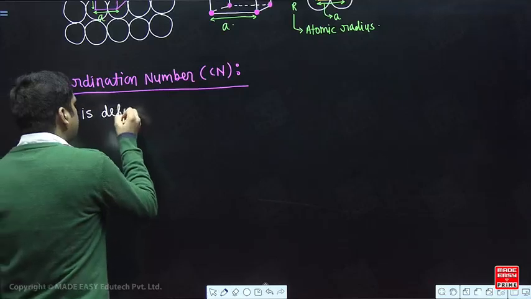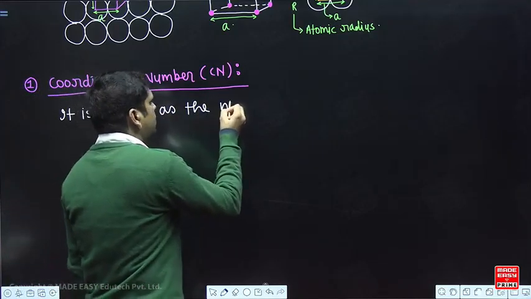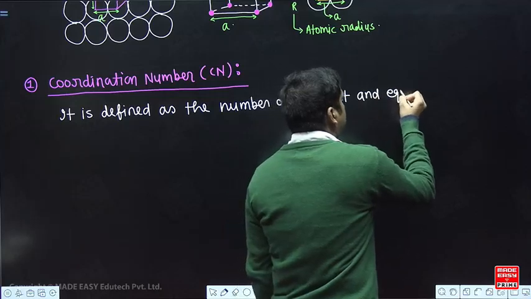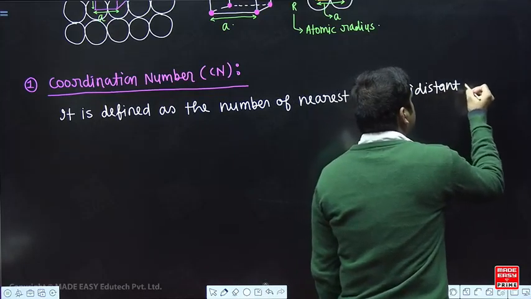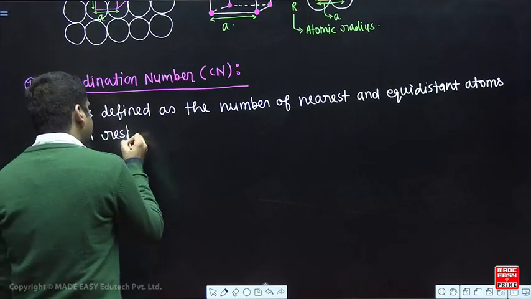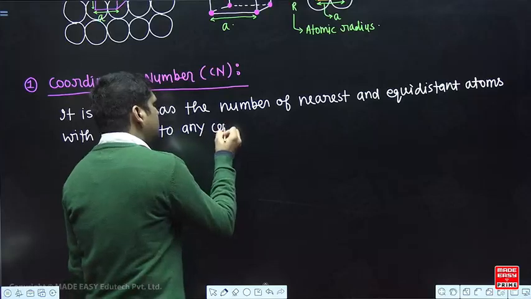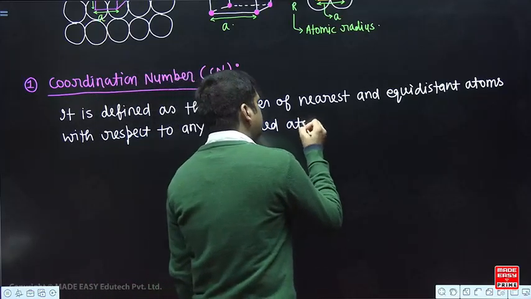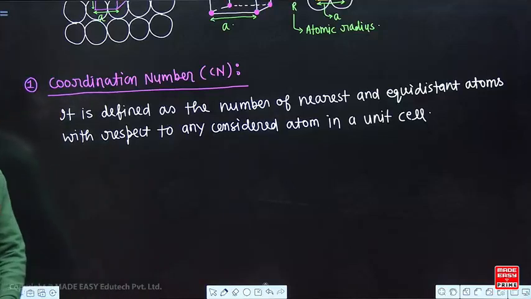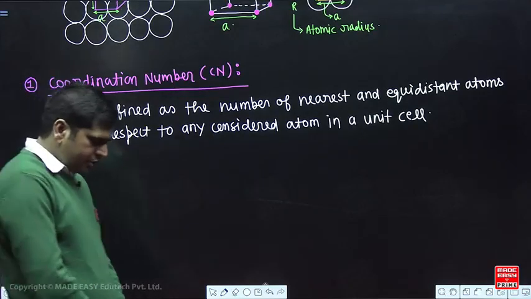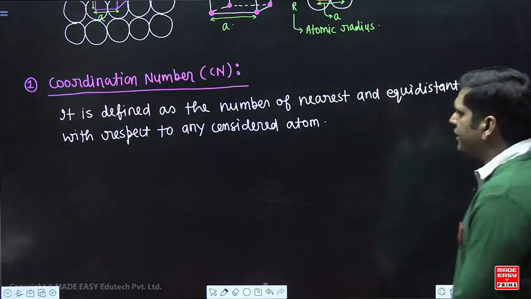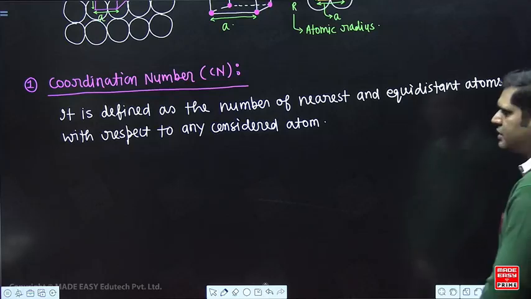It is defined as the number of nearest and equidistant atoms with respect to any considered atom in a unit cell. Not only in a unit cell, including all, in a crystal we can say. So you simply write, it is defined as the number of nearest and equidistant atoms with respect to any considered atom, right.